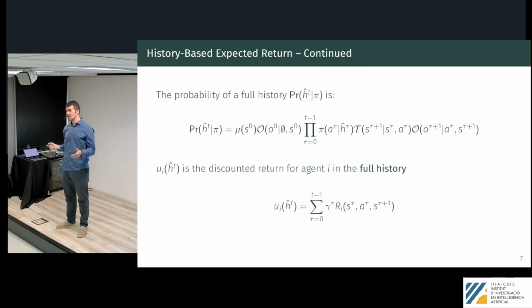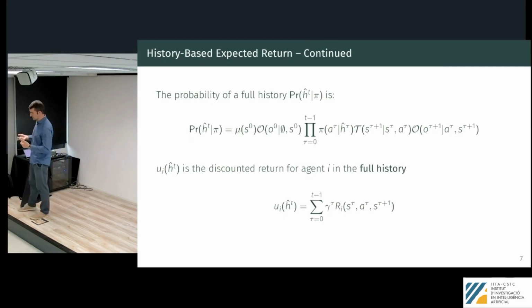And so all we've done now is we take each one of these possible full histories, and then we sum over them by taking the probability that the history would happen in the first place times the return that the agent gets in each individual full history. That's all, basically. That's just a theoretical description of the expected return.